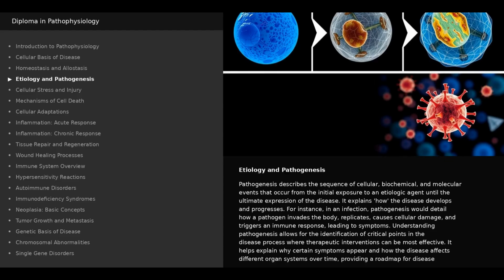Pathogenesis describes the sequence of cellular, biochemical, and molecular events that occur from the initial exposure to an etiologic agent until the ultimate expression of the disease. It explains how the disease develops and progresses.